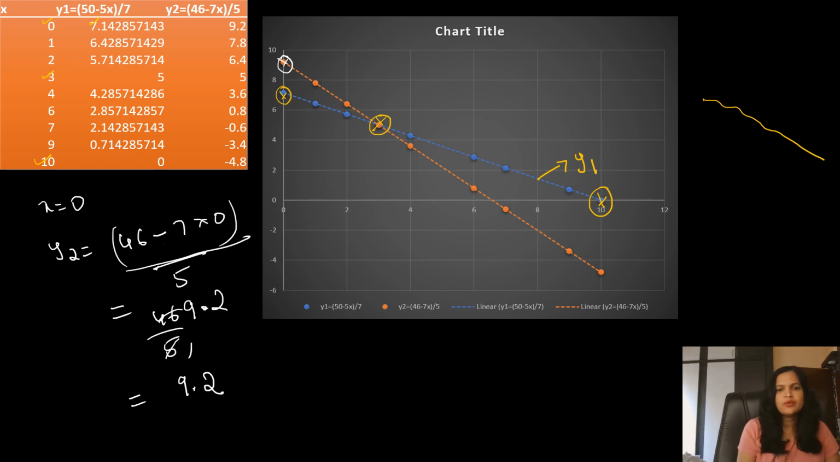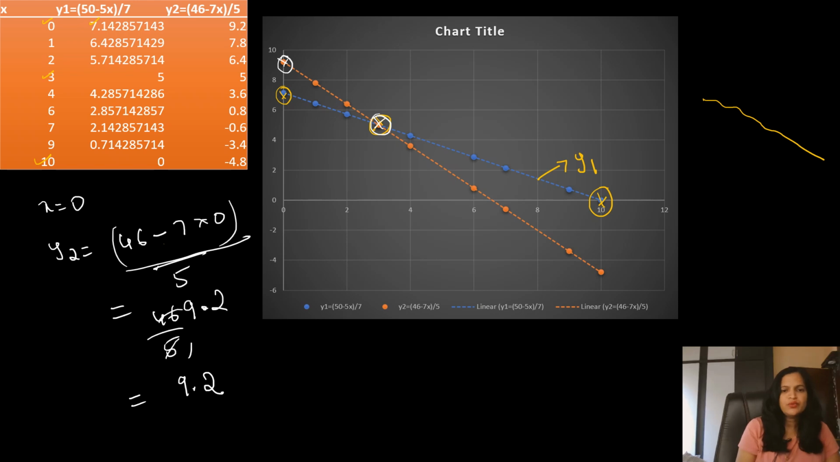Then find it for x equal to 3. When x equal to 3, y2 becomes 5. Mark this. One more time, you get the common point here. This is the point of intersection. This is the value of the roots, 5.